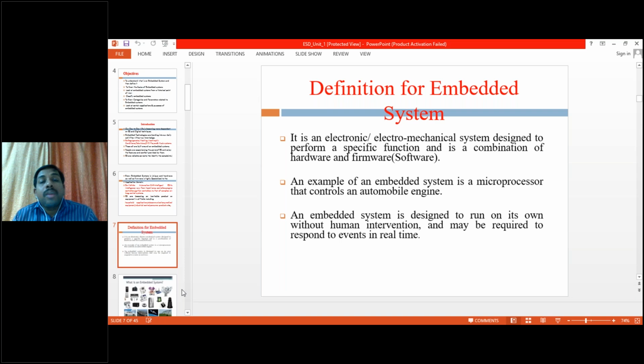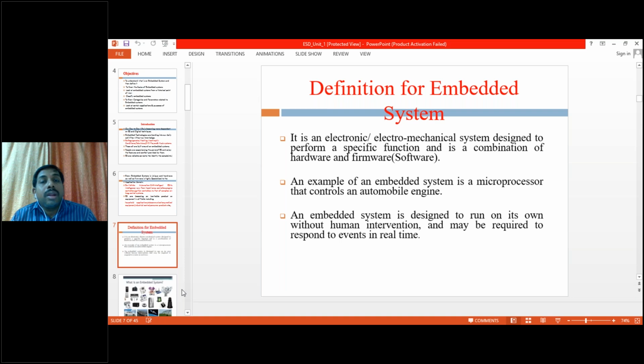One more example we'll see. An embedded system example is a microprocessor that controls an automobile engine. So we can use a microprocessor to control an automobile engine. An embedded system is designed to run on its own. Once your embedded system is switched on, it will run on its own without human intervention, because there is a program written, and this program is read by the processor.